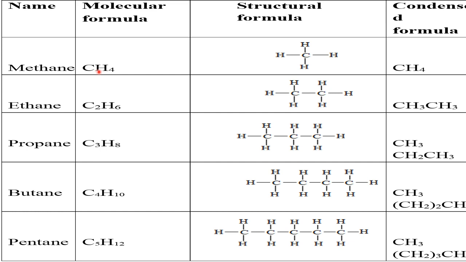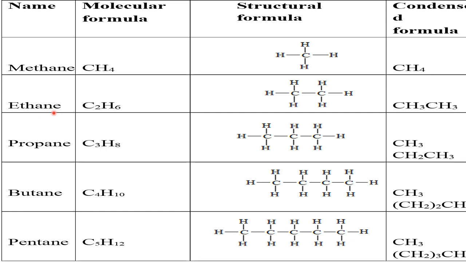The structural formula for methane is this: carbon occupied by the 4 hydrogen atoms, since we have only one carbon atom. Then the condensed formula in this case looks exactly like the molecular formula, but as we keep on going through the examples, you will see the importance of the condensed formula.